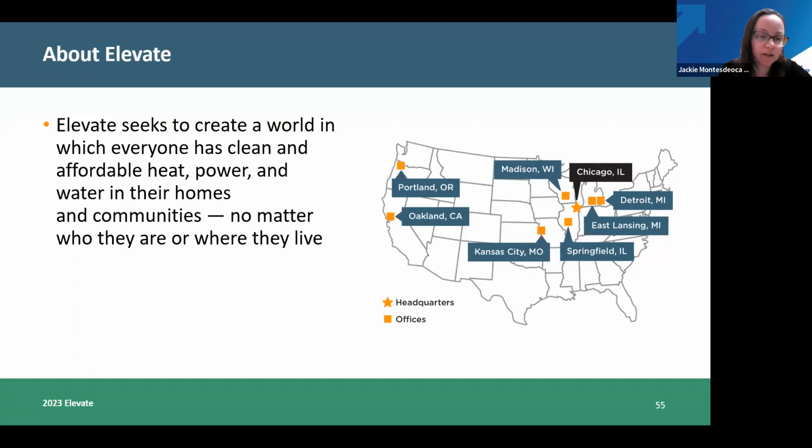If you're not familiar with Elevate, we are a mission-based nonprofit organization headquartered in Chicago with some local work happening across the country. We are seeking to create a world in which everyone has clean, affordable heat, power, and water in their homes and communities, no matter who they are or where they live. Next slide.